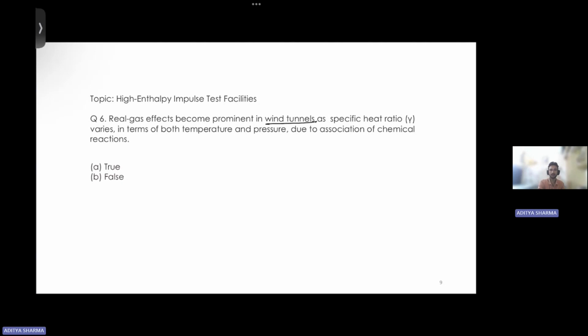Also in a wind tunnel, we don't see any chemical reaction happening, right? So these are the differences between a wind tunnel and the shock tunnel. As far as this statement is concerned, it is actually for a shock tunnel, but because I have just switched the shock tunnel with the wind tunnel, this becomes a false statement.